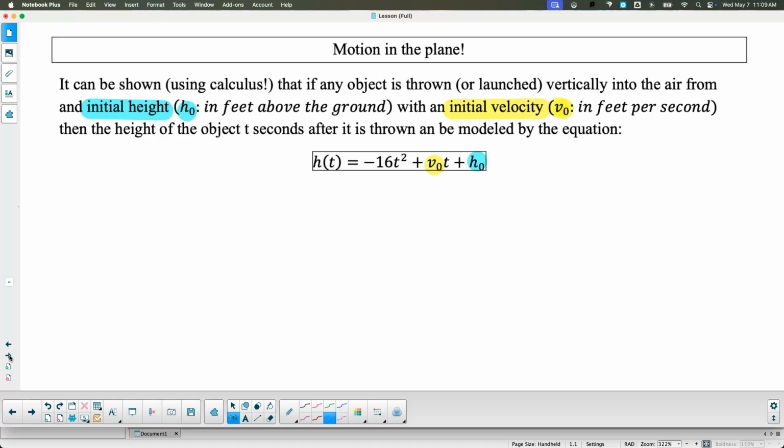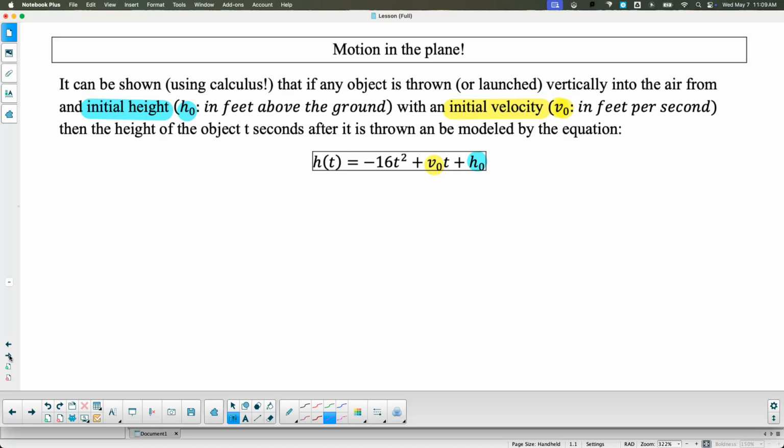So it shows us that we have this formula. H of t, the height of our object after t seconds, is negative 16 t squared plus v sub 0, that's our initial velocity, times t, plus h sub 0. So our initial velocity and our initial height have a definite effect on that.